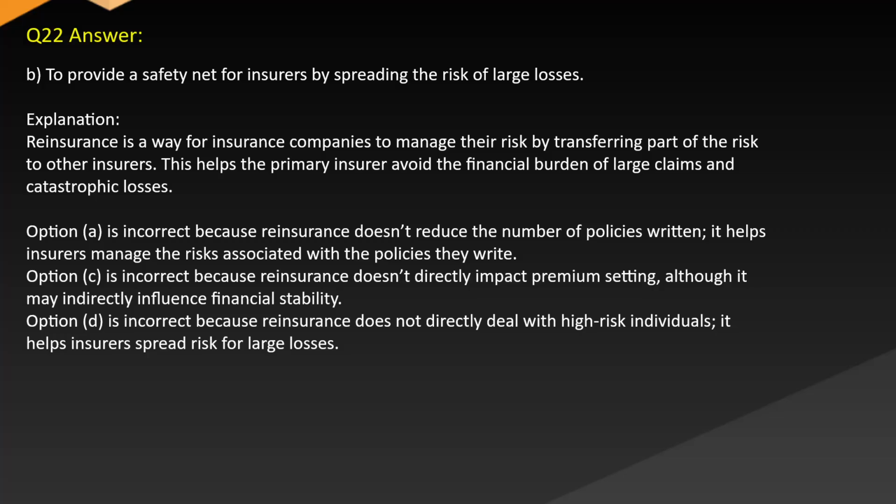Option C is incorrect because reinsurance doesn't directly impact premium setting, although it may indirectly influence financial stability. Option D is incorrect because reinsurance does not directly deal with high-risk individuals. It helps insurers spread risk for large losses.